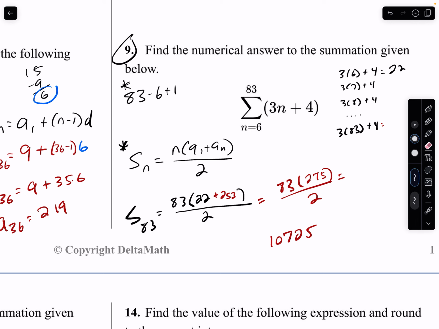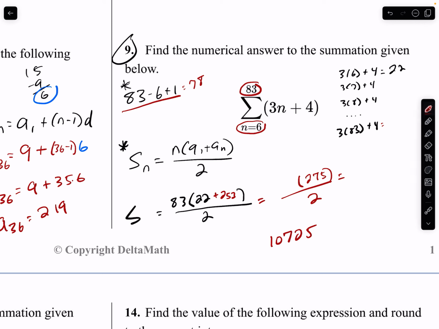Okay, we're not looking for 83 terms because remember, we're starting at 6. Okay, and we're going to the 83. So how many terms do we really have? If I do 83 minus 6 and then add 1, I'm going to get 78. Okay, so we're actually looking for 78 terms. All right, but you're still going to generate the last term.